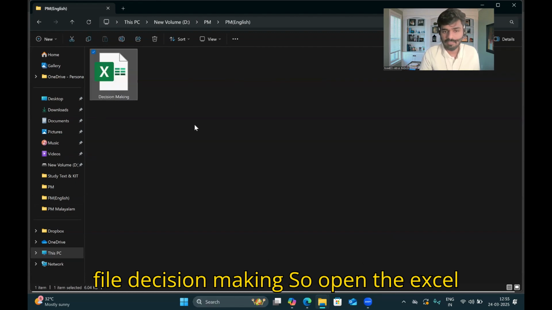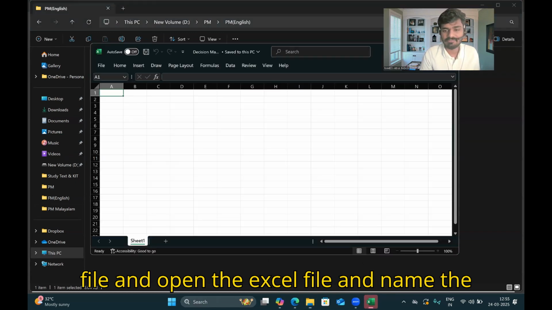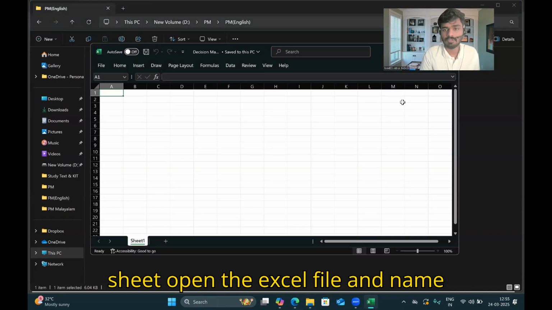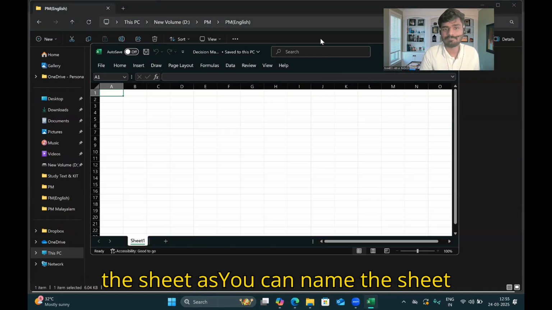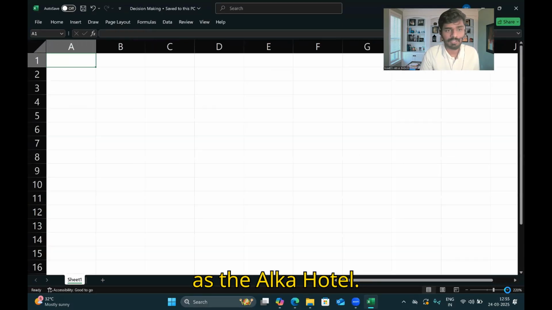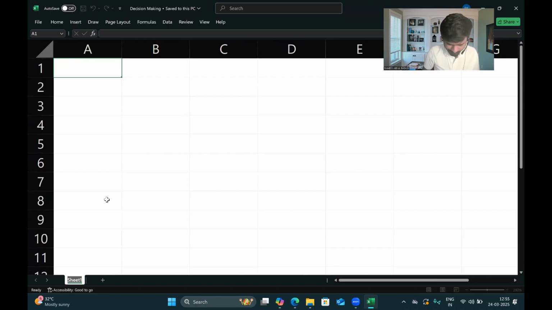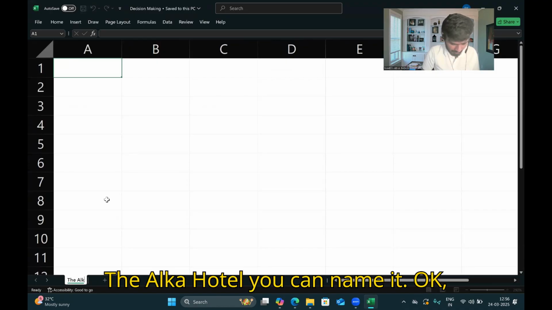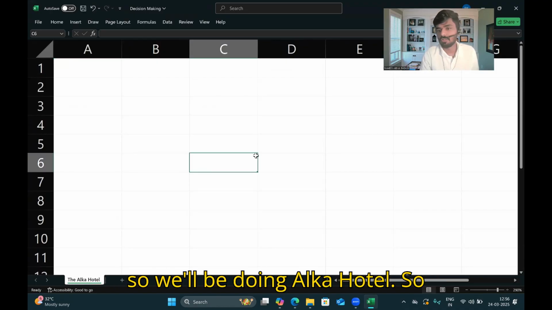Open the Excel file and name the sheet. You can name the sheet as the Alka Hotel. Okay, so we'll be doing Alka Hotel.